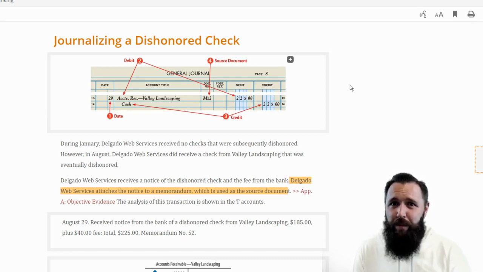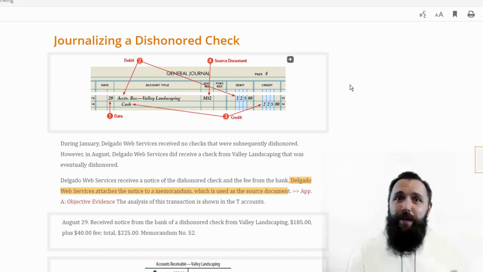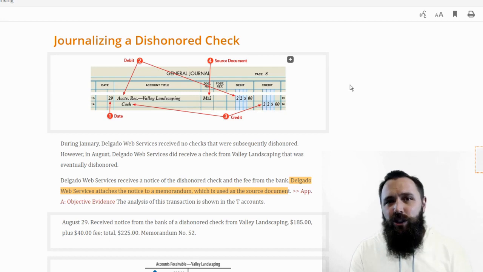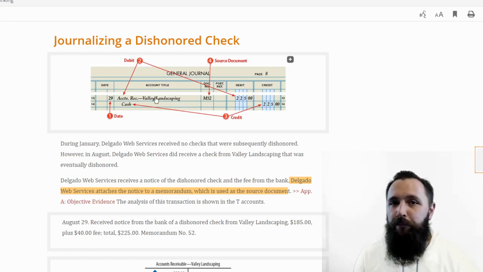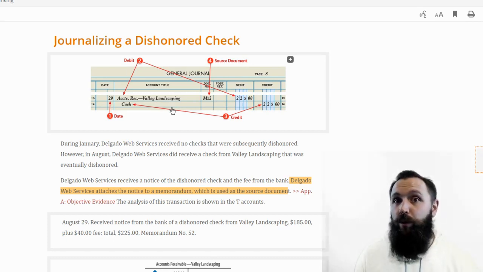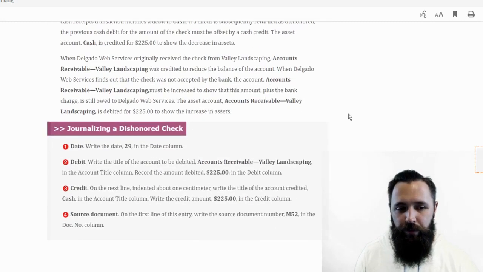It's going to come out of our pocket, and then in order to get that money back, we will charge Valley Landscaping. So here we go. That's journalizing a dishonored check, and our source document is going to be that memo. So overall, we go into accounts receivable and we charge Valley Landscaping for the original check plus the service fee.